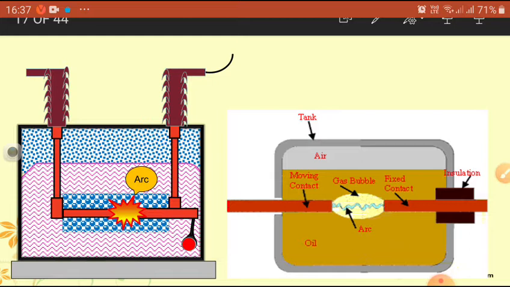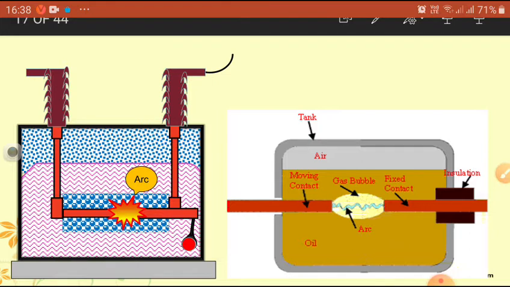So this hydrogen bubble occupies 1000 times the area occupied by the displaced oil, due to which the pressure increases inside the tank. The gas thus liberated surrounding the arc and its explosive growth around it displaces the oil. Now the oil velocity also increases.